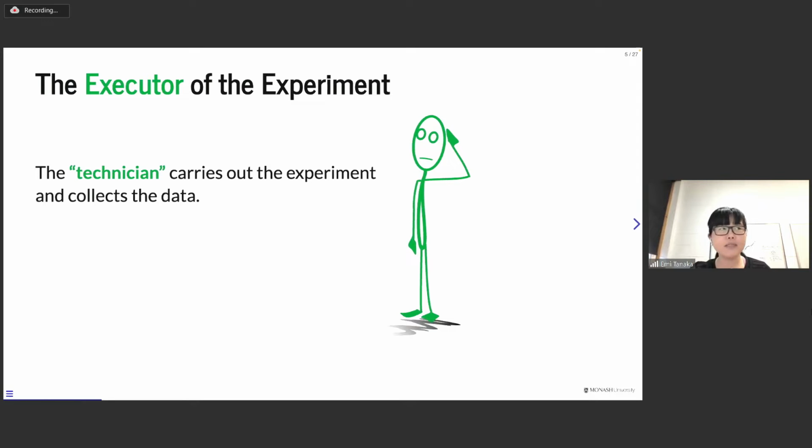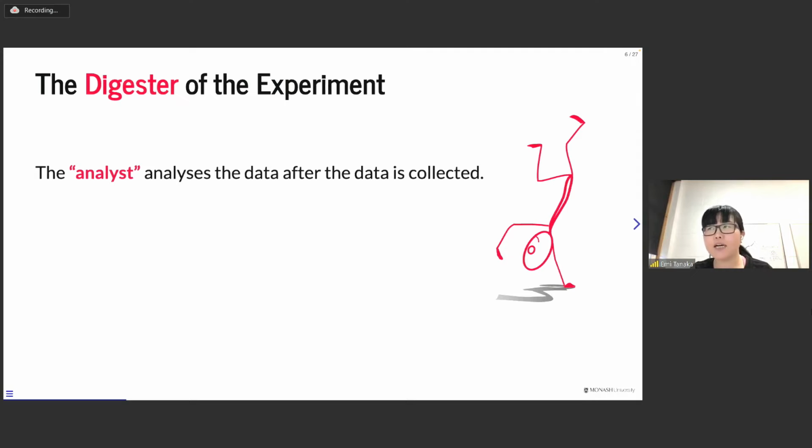And I'm going to call this person technician. And this technician essentially carries out the experiment as per the design that's been supplied, but also collects the experimental data as well. But lastly, we have the digester of the experiment. And this is essentially, you can think of it as a person who analyzes the experimental data. And it may be the same person as a statistician, but also it may not be.